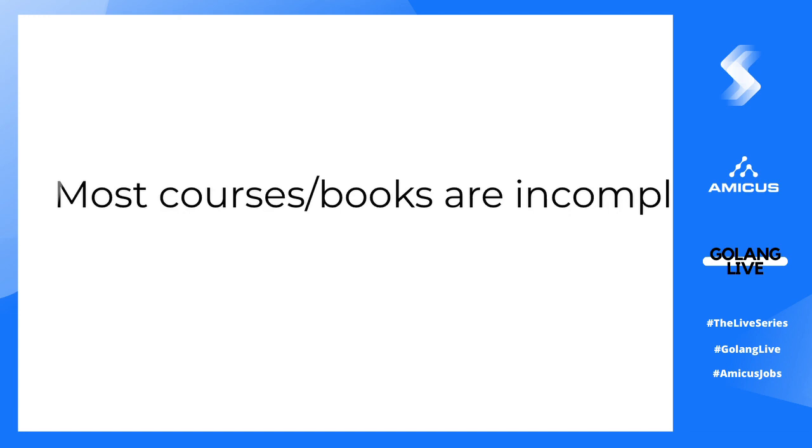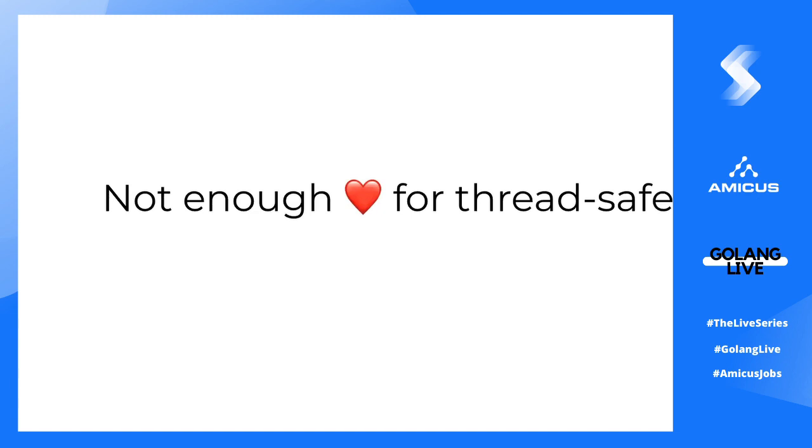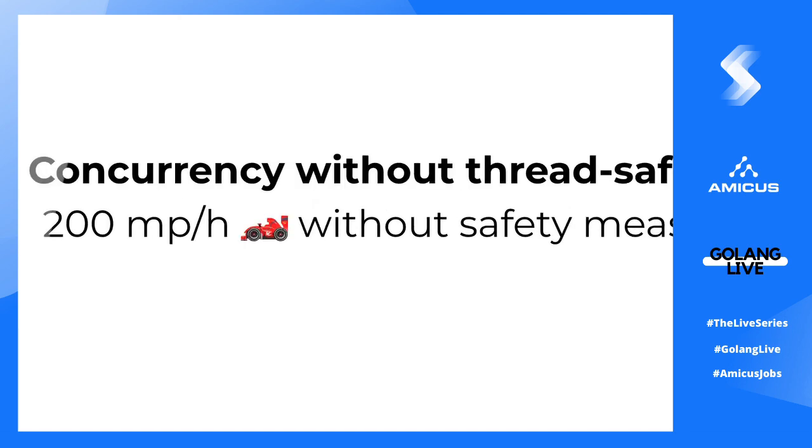Apart from that, most courses, books, materials, and tutorials out there are insufficient because they cover how you create goroutines and how you use channels to communicate among them, but they don't cover everything you need to know about thread safety. So that's the reason I'm making this talk, because there isn't enough love for thread safety, and I want to bridge that gap. And if you think you don't need this, well, unfortunately, if you try to write concurrent code without understanding thread safety, you might run into some serious issues which will get you in trouble.